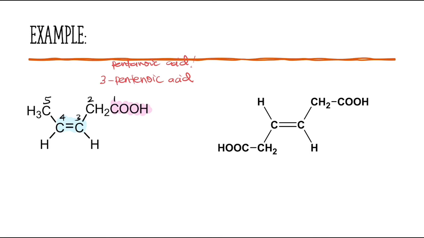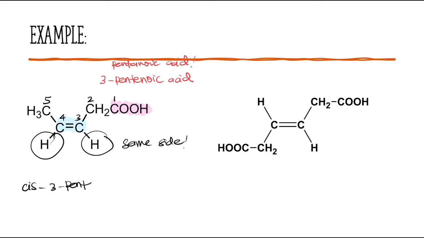As you can see, the hydrogen atoms are on the same side. Same side means it exhibits cis isomerism. So the full name for this compound is cis-3-pentenoic acid.